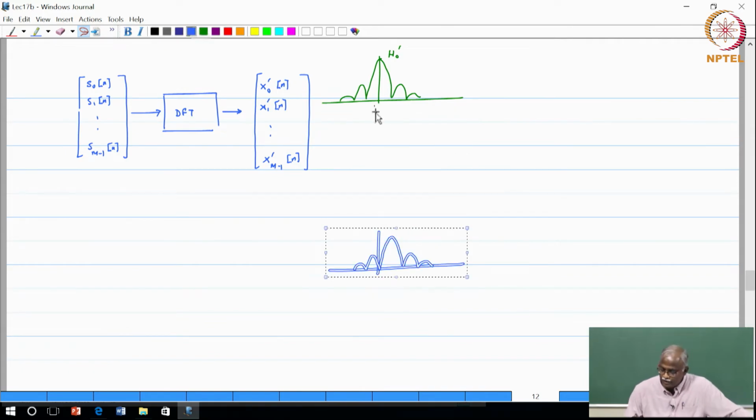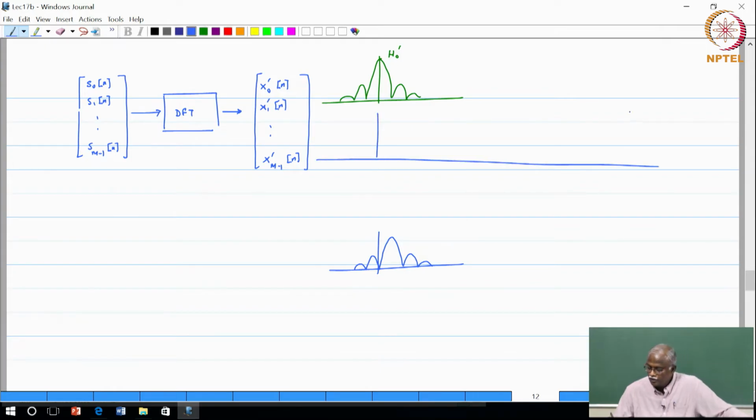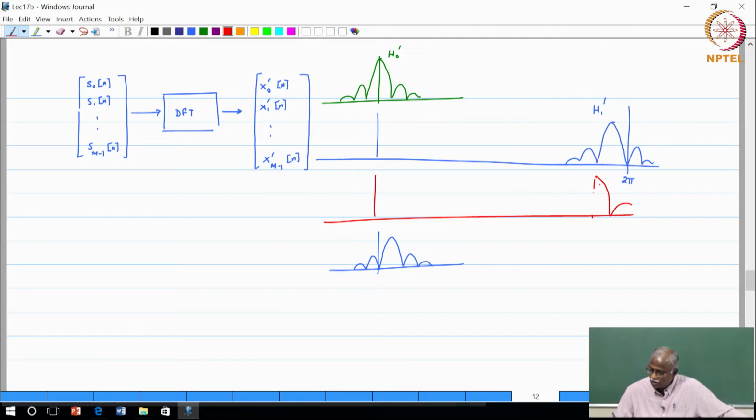H1 prime actually will be all the way to 2 pi. Okay. This is H1 prime. H2 prime, this is H2 prime, and this, the last one, is Hm minus 1 prime.